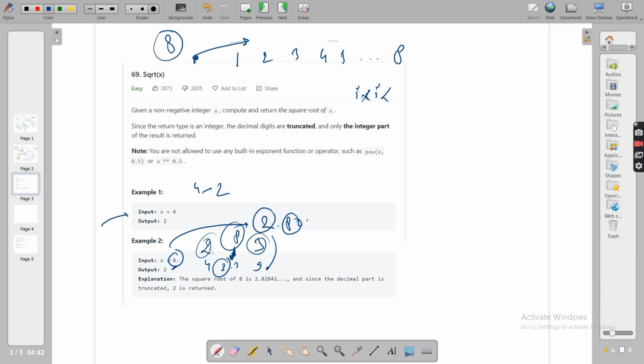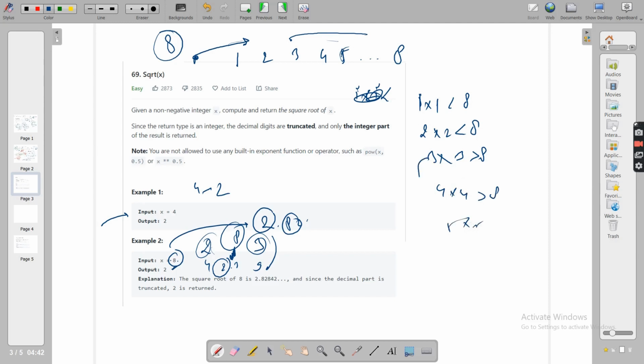Just be with me. It's nothing you have to memorize; if we solve test cases, we'll get the intuition. 1 cross 1 is lesser than 8, that is correct. 2 cross 2 is lesser than 8, that is correct. 3 cross 3 is greater than 8. If you go past 3, 4 cross 4, 5 cross 5, all the values will be greater than 8.